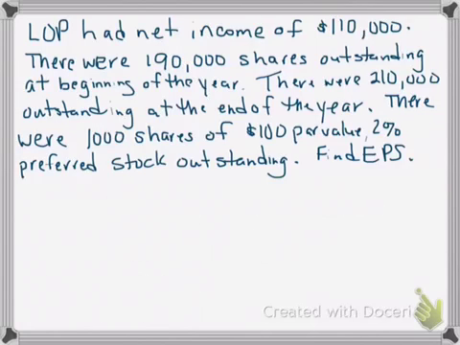The next one I'll look at is the earnings per share. And this one, LOP Inc. has a net income of $110,000. There were 190,000 shares outstanding at the beginning of the year. At the end of the year, there were 210,000 shares outstanding. There were 1,000 shares of $100 par value, 2% preferred stock outstanding during the year, and it wants us to determine the basic earnings per share.